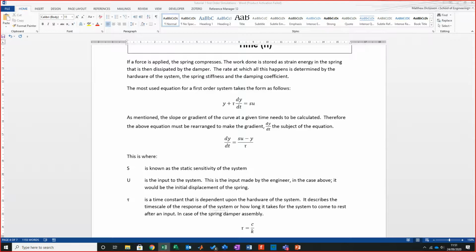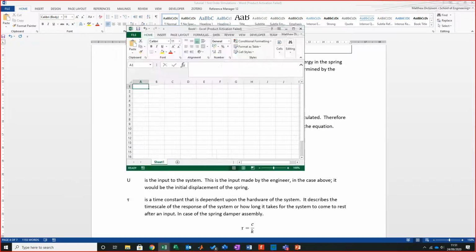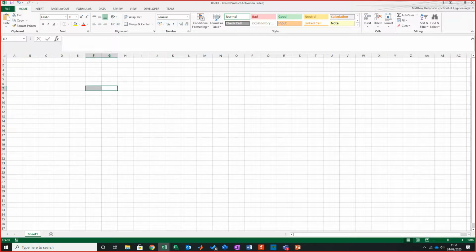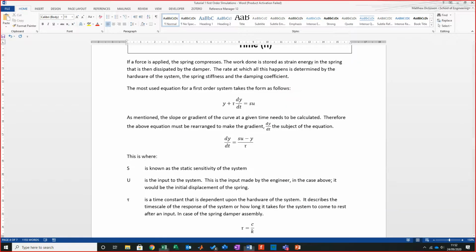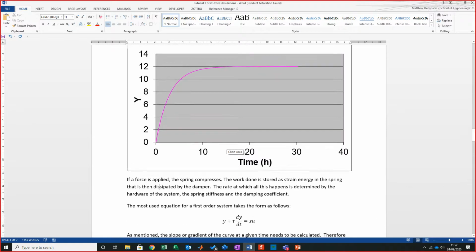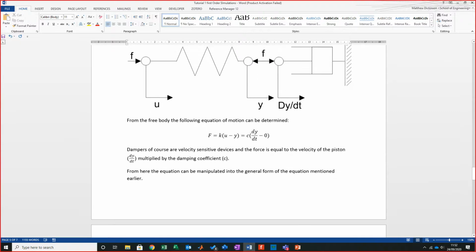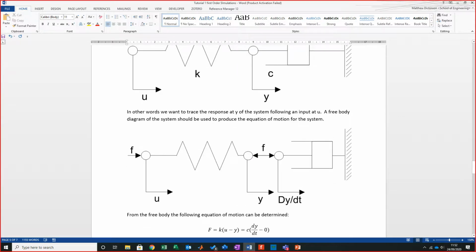So, getting down to it, I'm going to open up a new Excel spreadsheet. Again, we know that we need a damping coefficient, a spring stiffness, an initial input, and of course a Y. I don't think I put that on there. I've not. We need a Y position, which is indicated here. So we need to know where our Y is going to be.